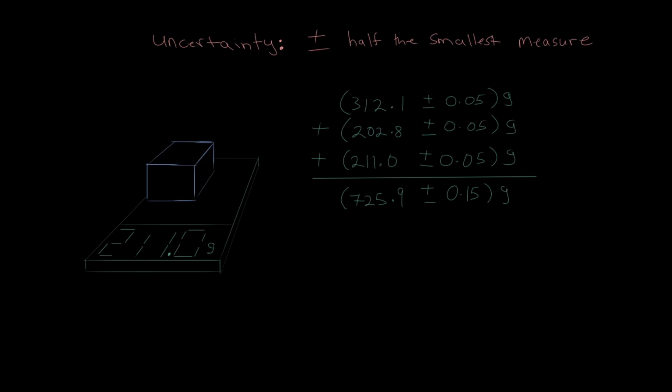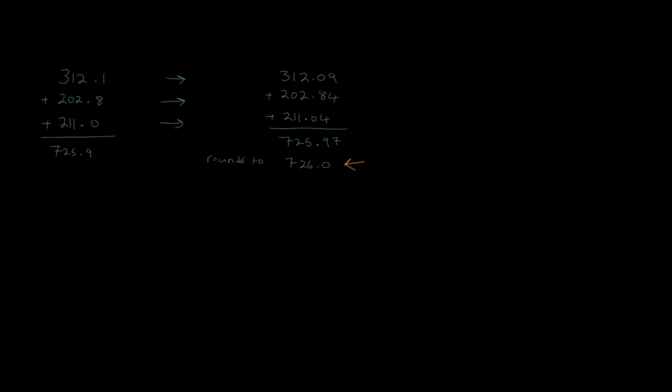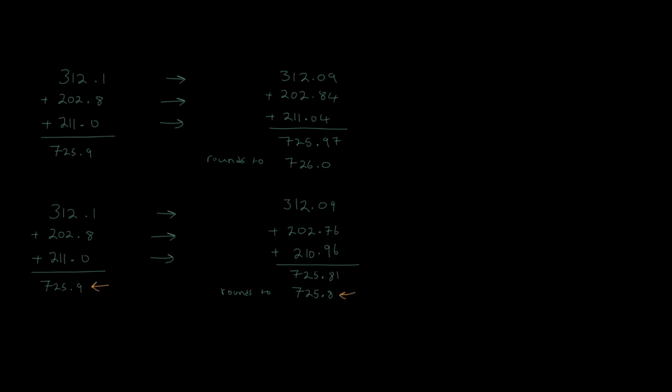The 312.1 gram object could have been rounded up from 312.09. The 202.8 gram object could have been rounded down from 202.84 grams. The 211.0 gram object could have been rounded down from 211.04 grams. Adding up these more precise numbers, you get 725.97 grams, and on a 1 decimal place scale, this just rounds up to 726.0 grams. This is why if you measured all three objects at once, you could get this number. Similarly, rounding errors in the opposite direction is what could get you a reading of 725.8 grams.